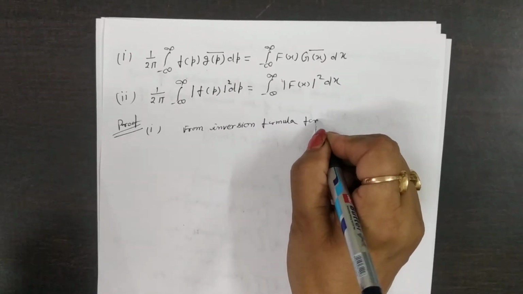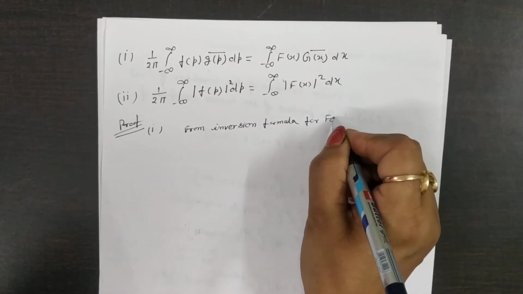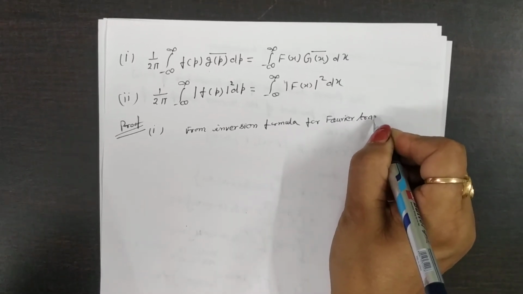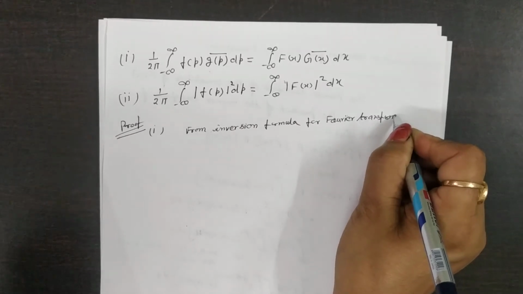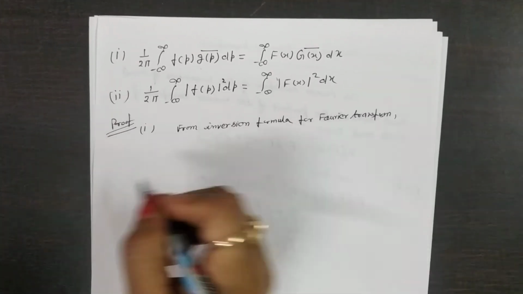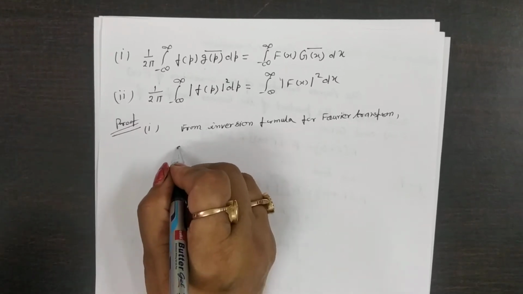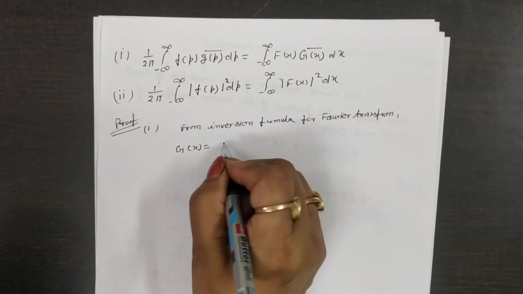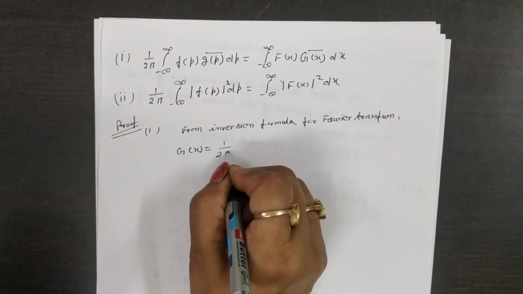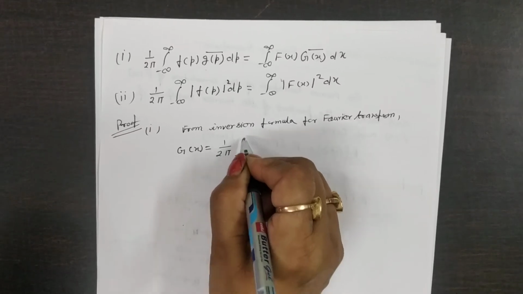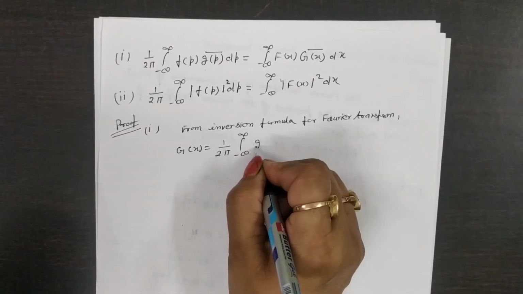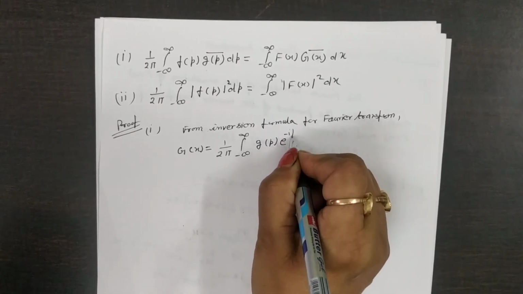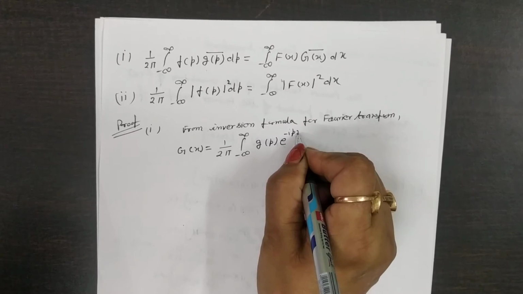For the Fourier transform, we have g(x) equal to 1 by 2 pi, integral from minus infinity to infinity, g(p) e to the power minus i p x dp.